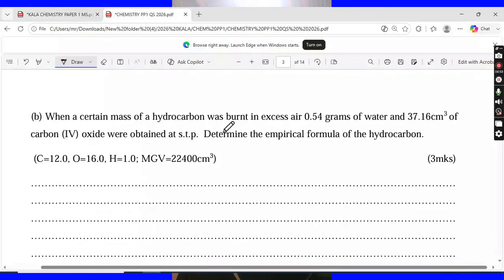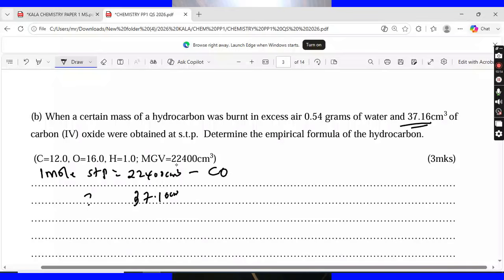When a certain mass of hydrocarbon was burnt in excess air, 0.54 grams of water and this much carbon dioxide were obtained at standard temperature and pressure. Determine the empirical formula of the hydrocarbon. So here first you need to get the mass of this carbon dioxide. You know 1 mole is the RFM of carbon dioxide, which is equal to 44 grams.